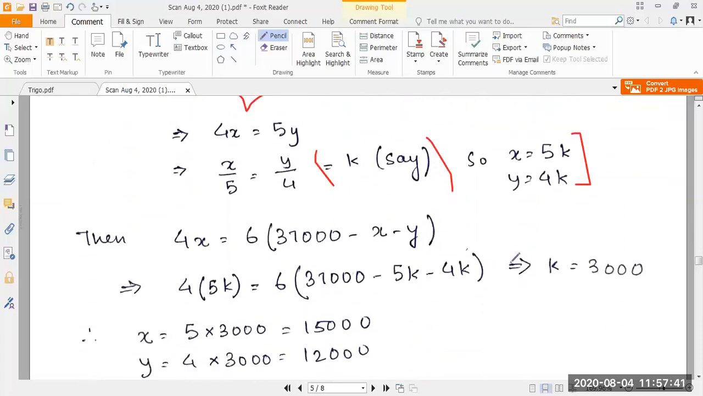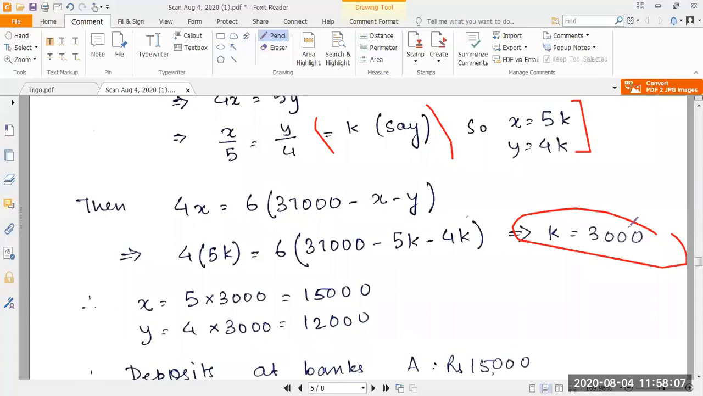And essentially, I already have x and y in the notations of k. So I replace x with 5k, and I replace y with 4k. So I have this entire equation which consists of x's and y's converted into an equation of k. And if I solve it, I get the value of k to be 1,000. So if I have k equals 1,000, I already have x and y in terms of k, so I can just put k equals 1,000 and I'll get the value of x and y.